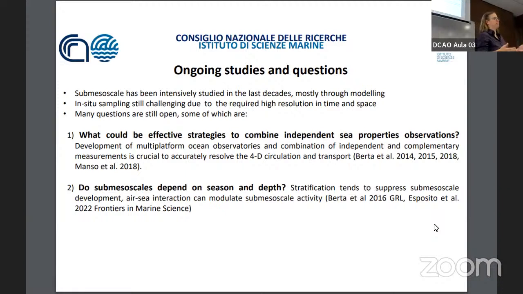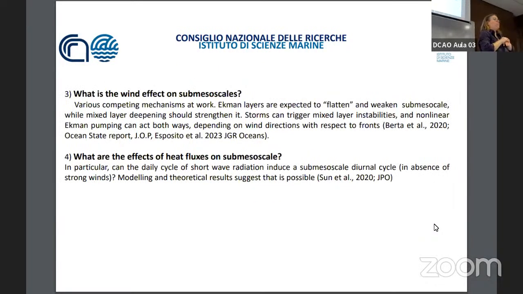And some of the questions we've been addressing, and we are still addressing, are what could be effective strategies to merge and combine independent and complementary sea observations from in situ and remote platforms. And in terms of the description of the variability of the submesoscale and mesoscale properties, we also focus on the variability in terms of seasonal and depth. And we also investigated what could be the effect of air-sea interaction over the variability of submesoscale, both in terms of winds and also in terms of shortwave radiation, so heat fluxes.